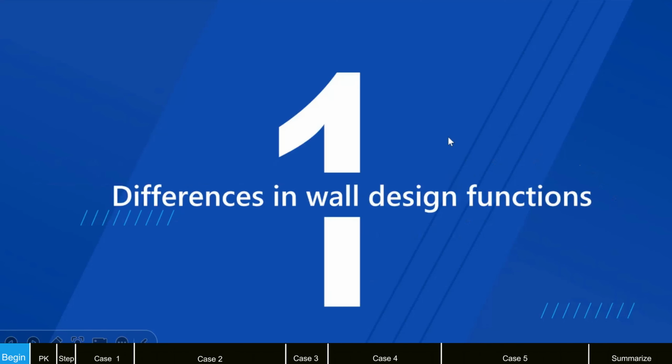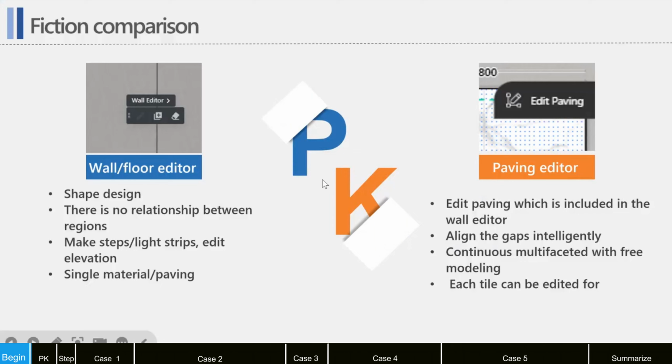Okay, in the first part, let's discuss the difference between the wall editor and edit paving. So you might be wondering why there are two different editors. Typically, if you want to create some simple paving and some shape drawing, you can use only the wall editor to make it. And also, we can set a light strip and edit the steps. And also, we can apply some materials on the elevation. Okay, so that's for the wall editor.